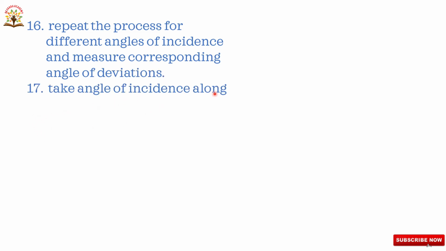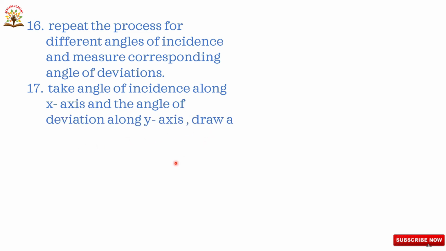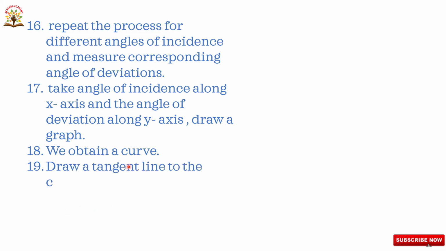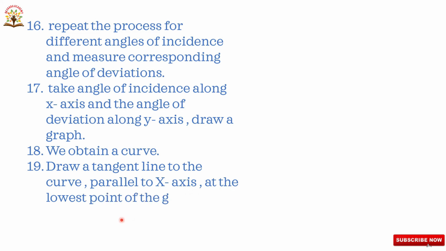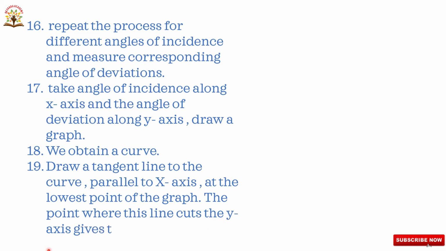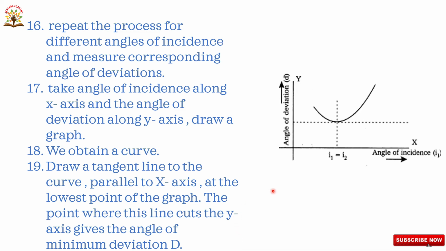Take the angle of incidence along the x-axis and the angle of deviation along the y-axis. Draw a graph. We obtain a curve. Draw a tangent line to the curve parallel to the x-axis at the lowest point of the graph. The point where this line cuts the y-axis gives the angle of minimum deviation. See this graph. This is an i-d curve.